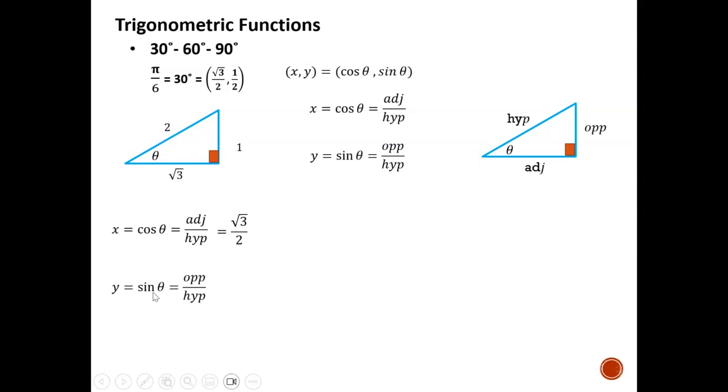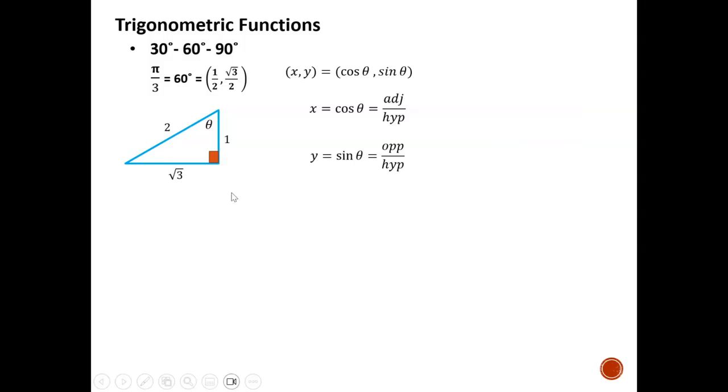Now for the y, the y is a sine, which is equal to opposite over hypotenuse. So opposite of the angle here will be 1, and my hypotenuse will be 2. So it's 1/2. You see, that's where the point comes from, guys, for the 30 degrees, pi over 6. Okay, now let's do the other one. Now let's do the 60 degrees.